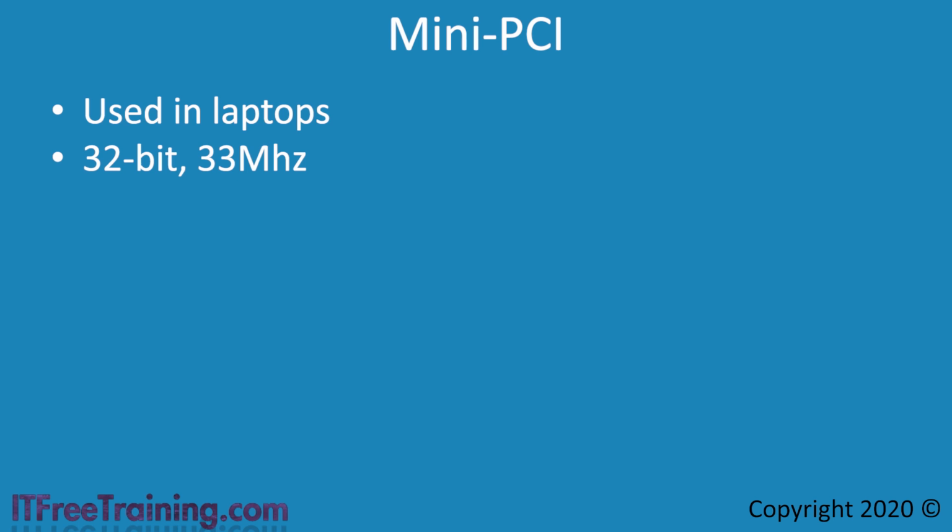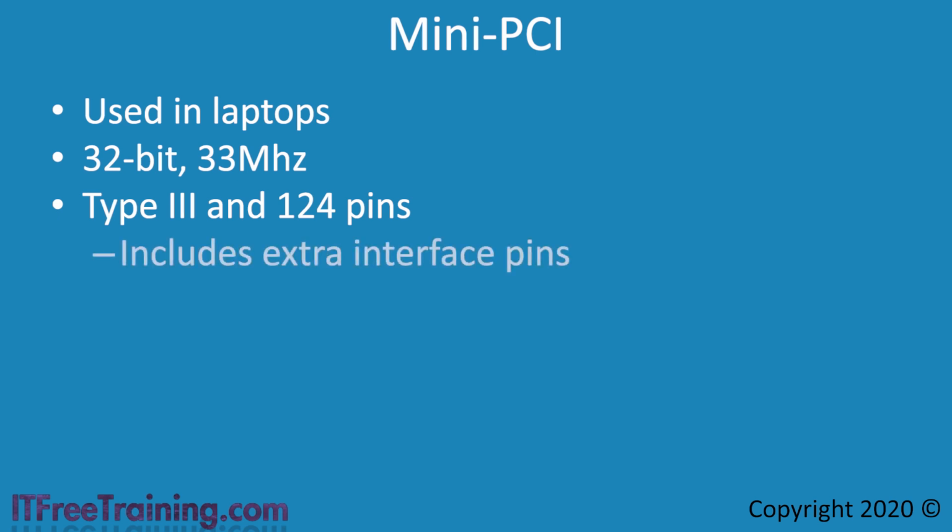There are 3 different types of Mini-PCI. Type 3 Mini-PCI has 124 pins. This is more pins than Type 1 and Type 2. The extra pins allow for more interface pins to the card. These extra pins route I/O back to allow connectors for devices like audio, LAN, or a phone line.